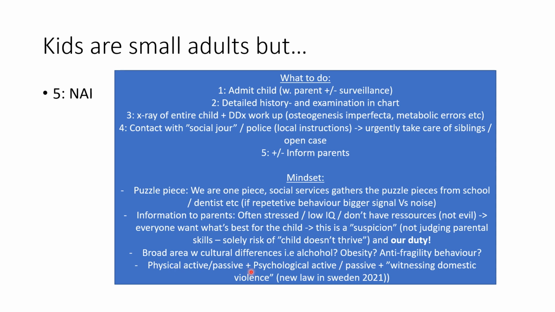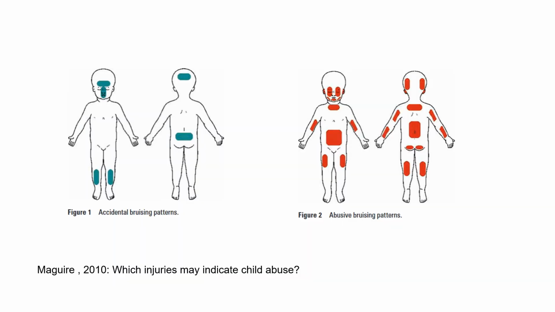And we talked about my old definitions of this. I think they might have been updated as well, like physical, active and passive psychological. And we talked about witnessing domestic violence also being a new law in Sweden here in 2021. That's treated the same as being hit, witnessing domestic violence. Okay. And here was this somewhat famous Maguire diagram. This is a good article to check out if you are interested in this. And you saw the link before from Don't Forget the Bubbles. They have several links on this as well.